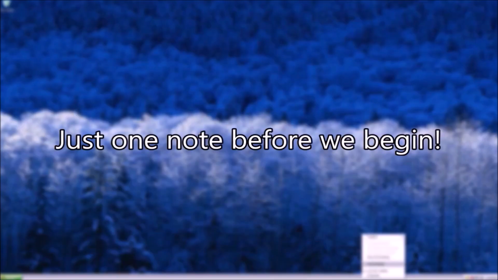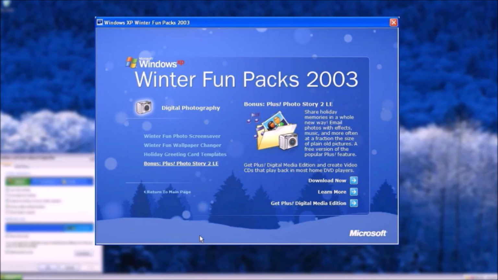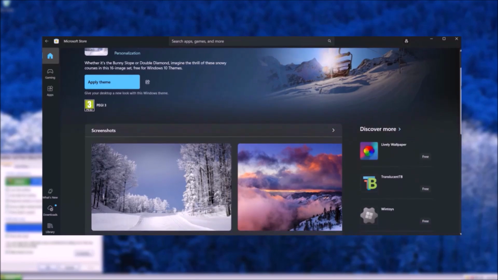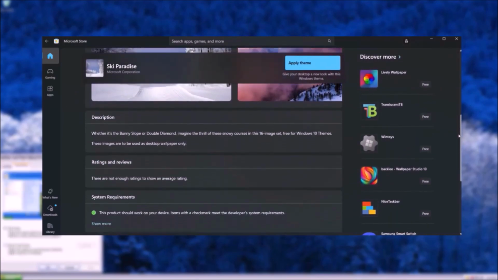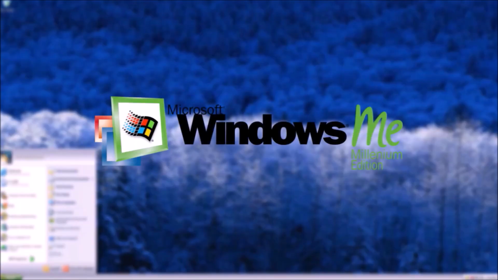Just as a note, before we begin the video, wallpapers that came from Microsoft Plus, Microsoft Fun Packs, or from the Microsoft Store won't be mentioned in here, because they weren't included in default Windows installations. Alright, let's begin with the first versions to include such wallpapers, them being Windows 2000 and Millennium Edition.